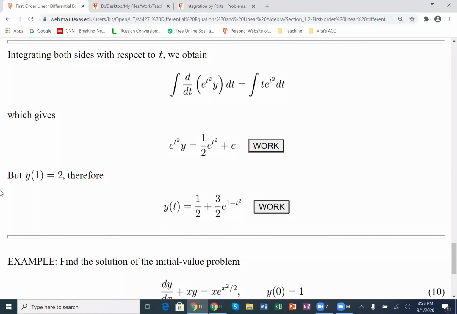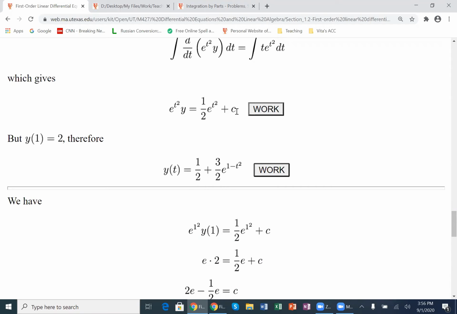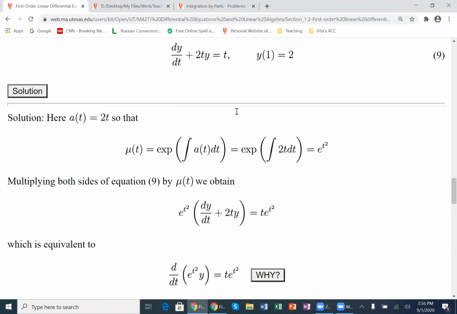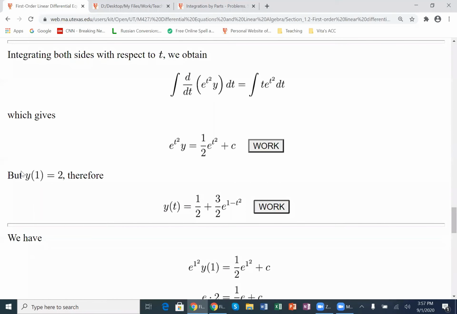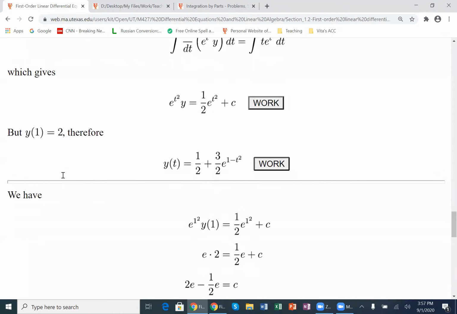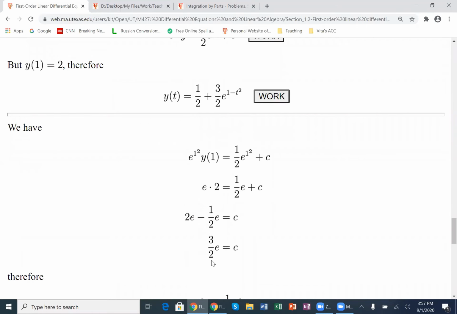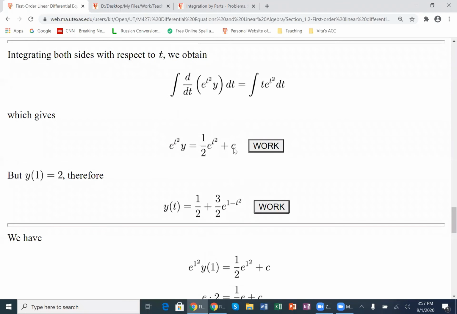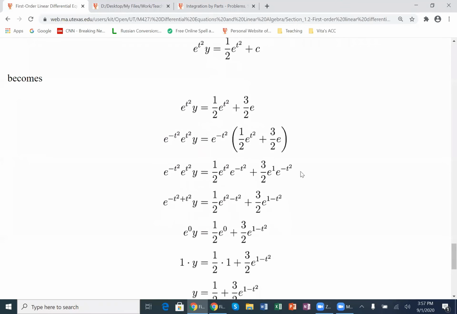Folks, any questions here? Can you go over the last part again? Yes. Over here we have the general solution of this equation alone. But now, in order to find this c, we use the initial condition. How do we use it? Step 1, replace t here and t here by 1. Done. Then replace y of 1 by 2. Done. Simplify a little bit. C is equal to 3/2 e. So we replace c here by this expression. Done. After that, move e to t squared to the right. Work is here written. And simplify a little bit.